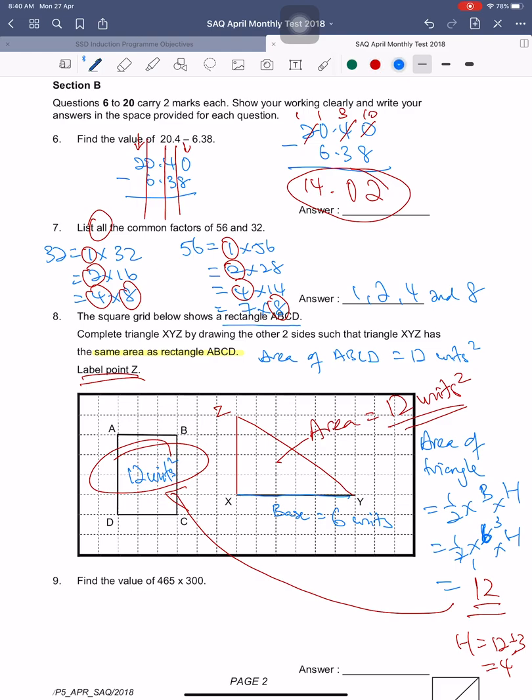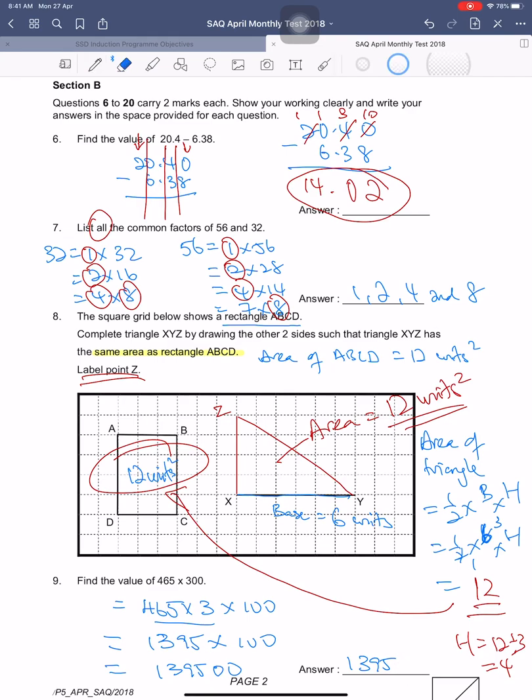Okay. Next question 9. 465 times 300. So times 3 times 100. So 1395. You work out this part first. Times 100. Add the 00 behind. So that's the answer.